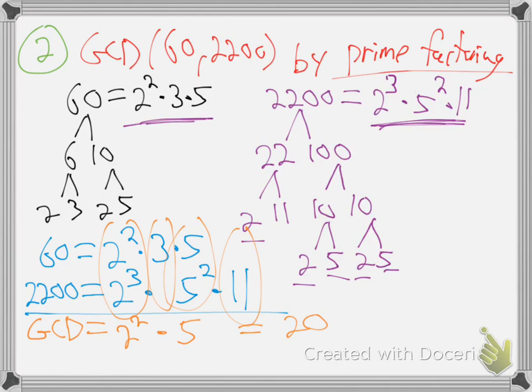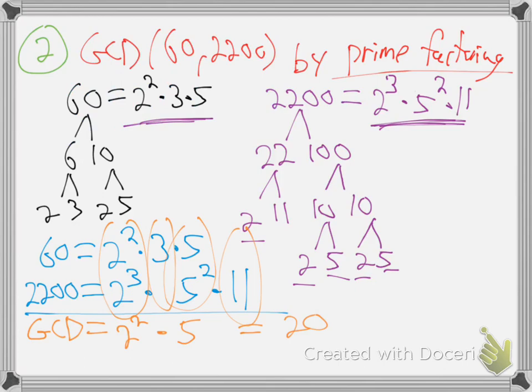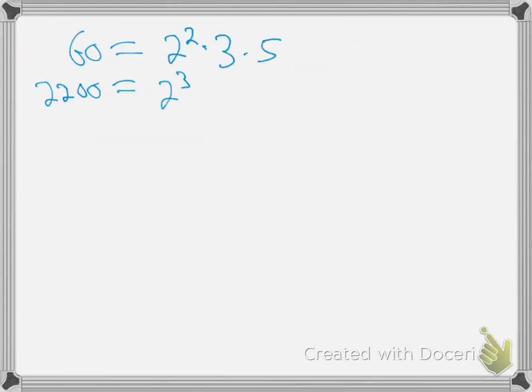Everybody see what I did there? So basically, just to make it simple, I'm kind of running out of room here. Let me rewrite it so I really make it clear for you. So 60 again, so what was the 60? Let's do it one more time just to write out what I did. 2 squared, 3, 5. And that was 2 cubed, 5 squared, 11. And then the GCD or GCF, same thing.